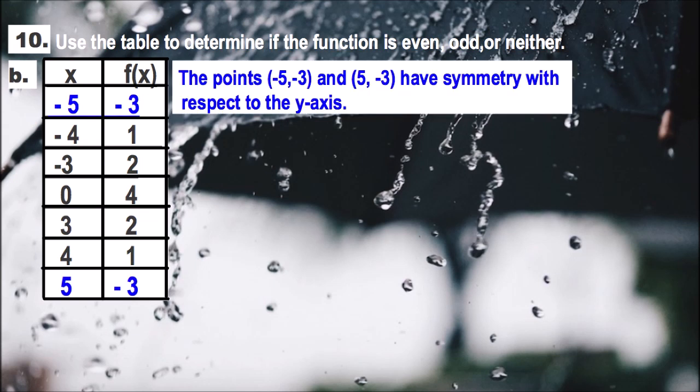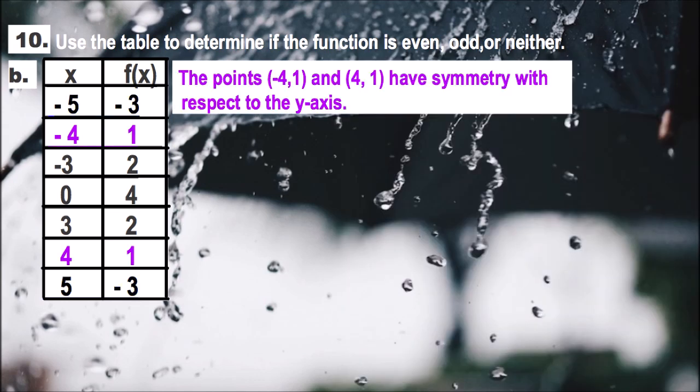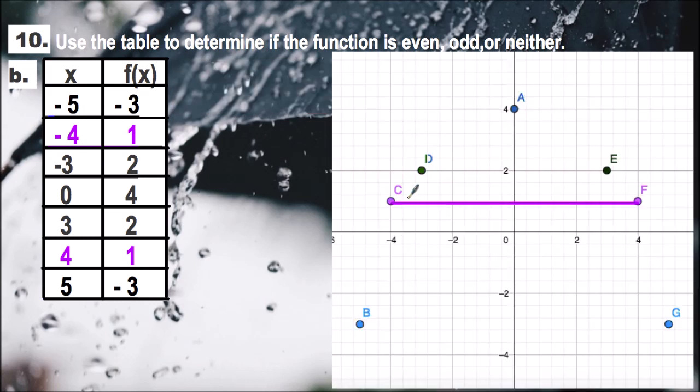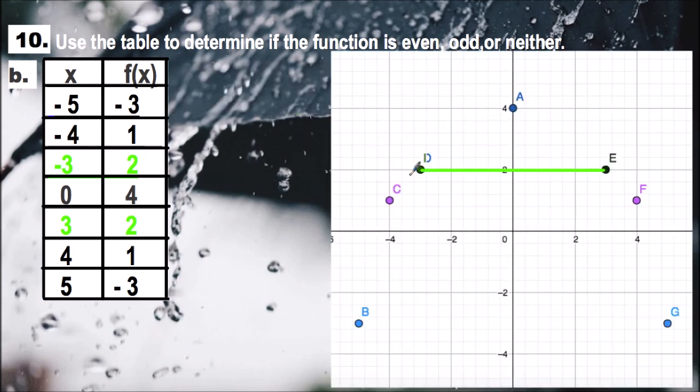The points -5, -3, and 5, -3 have symmetry with respect to the y-axis. B and G. The points -4, 1, and 4, 1 have symmetry with respect to the y-axis. Points C and F. The points -3, 2, and 3, 2 have symmetry with respect to the y-axis. Points D and E.